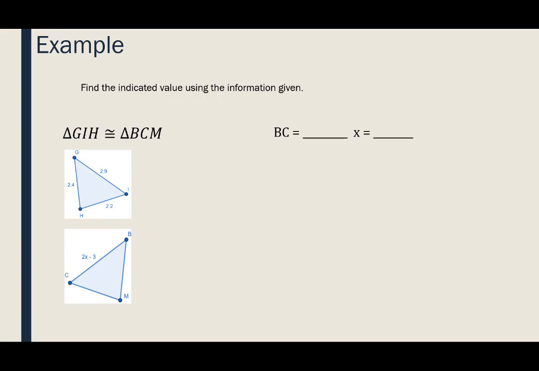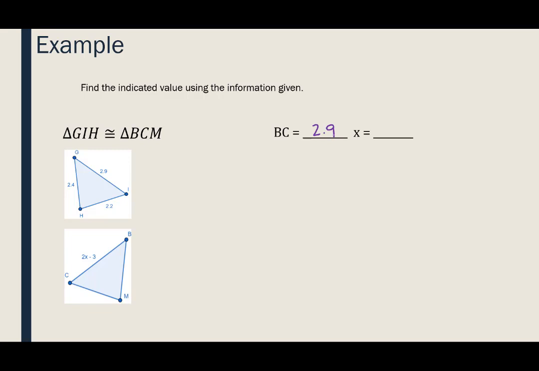So the length of BC, if I look at my congruent statement, BC are the first and second letters in that second polygon. So he's going to be congruent to the first and second letters of my first triangle, GI. Well, let's look at the diagram. GI, it says he has a length of 2.9. BC then must also be 2.9.